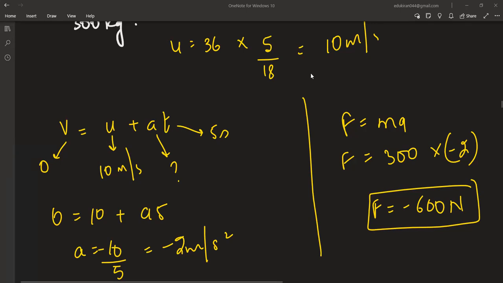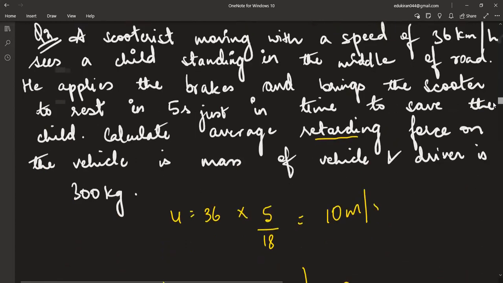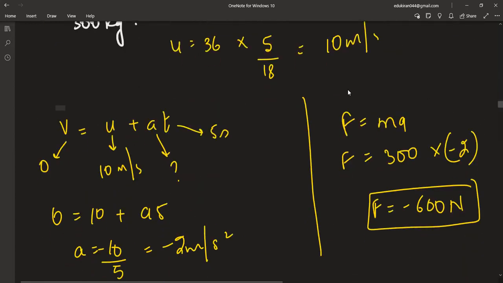See, Khudeja, initial velocity is already given in the question. It says a scooterist moving with a speed of 36 km per hour. It's just that this is in km per hour, so we have converted it into meter per second. So initial velocity is given. Final velocity we found using the fact that the body comes to rest. So that's why this is 0 and this is 10 meter per second.